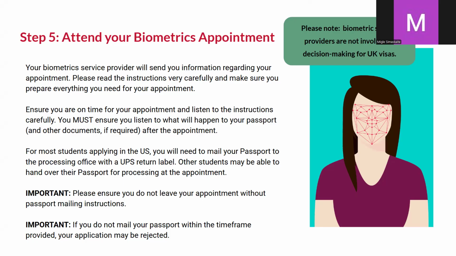For most students applying in the US, you will need to ship your passport to the processing office with a UPS return label. Others might be asked to hand over their passport for processing during their appointment. So make sure you don't leave the appointment without understanding your next steps and instructions on how to mail your passport within the time period provided. If you fail to follow the instructions, your application might be delayed or refused. So please make sure to ask questions if you're unsure what to do.